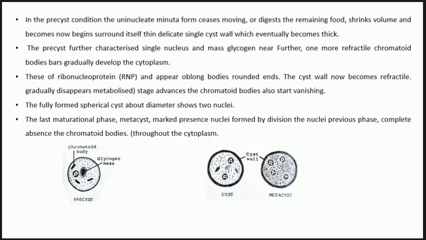Now that cyst stage was divided into three parts: the pre-cyst, the cyst, and then the metacyst. Once the metacyst is formed, it passes out of the body through the fecal matter and tries to enter other hosts by contamination, fecal contamination rather. In today's lecture we will talk about the life cycle, how the infestation takes place and what happens after that.